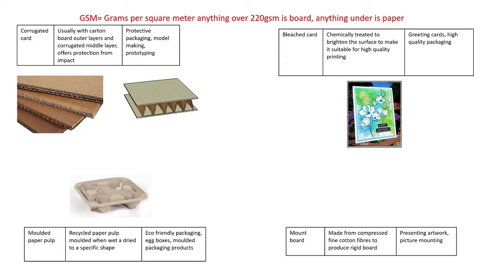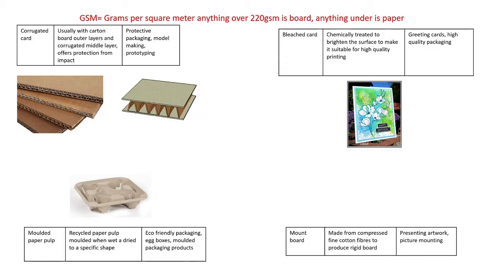Molded paper pulp, which we've got down at the bottom here. If you've ever been to a drive-through, like McDonald's or whatever, your drinks will normally come in something like this. It is very eco-friendly because it's literally just recycled paper pulp, dried and molded into a specific shape. It's used for egg boxes as well, and also some electronics. It's not bleached or treated or anything like that because it doesn't need to look nice. It's literally just effective, eco-friendly packaging that can hold things in place. So it's actually used quite a lot.